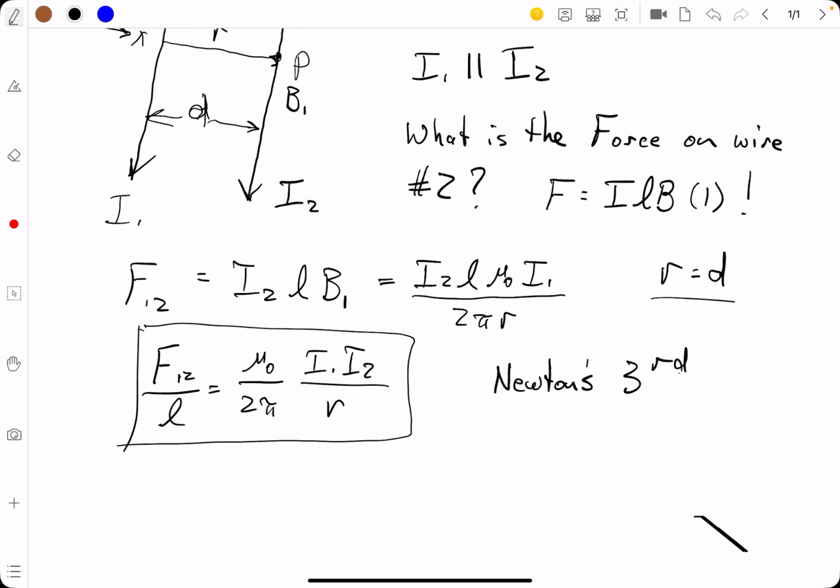And hopefully you guys are saying, oh, I know exactly what Newton's third law is. Well, because I would be asking you, what is Newton's third law? And you would say, it's the fact that we have forces that are equal and opposite, right? So we know what F12 is, and that means that the force of the second wire on the first wire is going to be equal in magnitude but opposite in direction. So let's get into that.